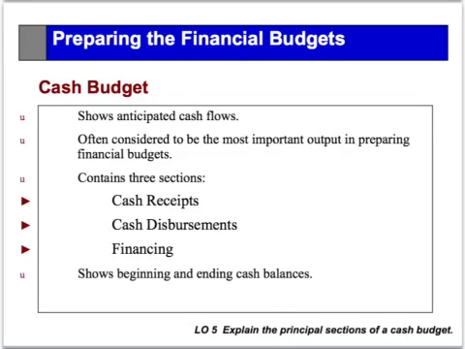In this concept video, we're going to look at preparing the cash budget. Now this is probably the most important budget of all. It shows us what our cash coming in is, which are cash receipts, and what our cash going out, our cash disbursements, are on a monthly basis or a quarterly basis. And if the disbursements are greater than the receipts, then we need to borrow money.